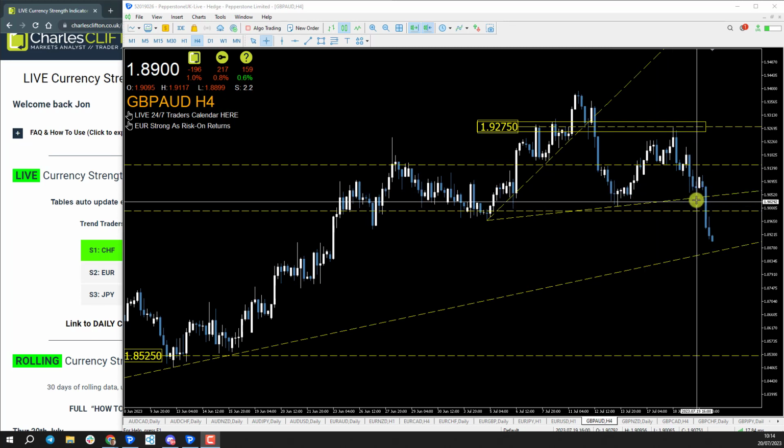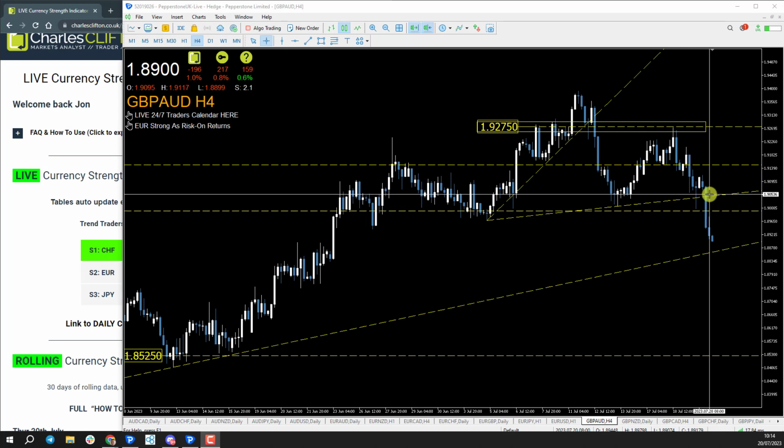You can see this wick lower as well. It kind of intersects in and around that point. So the 1.9050 could be a level we could work with here. Now it's saying we need 160 pip stop loss at least.